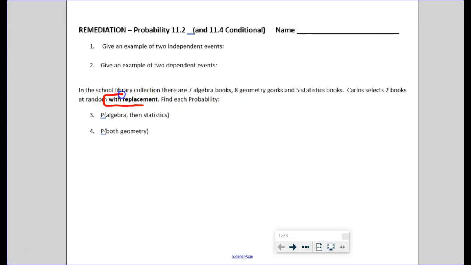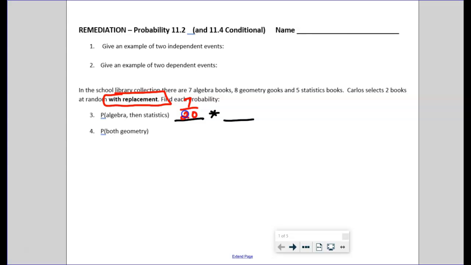With replacement means that you have two different events here. You're going to pull an algebra book, and then you're going to pull a statistics book, and you're going to multiply your probabilities together. But because it says with replacement, that means you put every book back every time. So the probability of coming up with an algebra book, if I keep reading here, we got 7 algebra books out of, oh man, I can't add, that's 20.